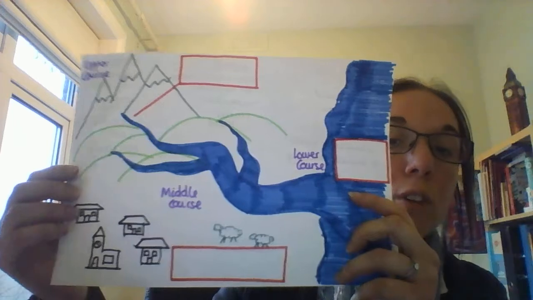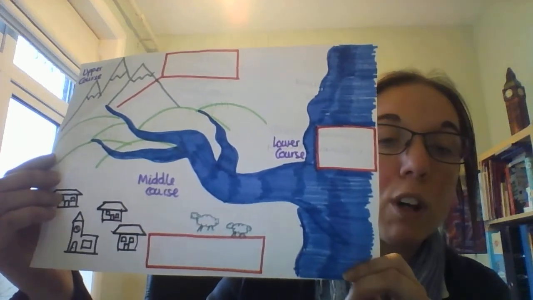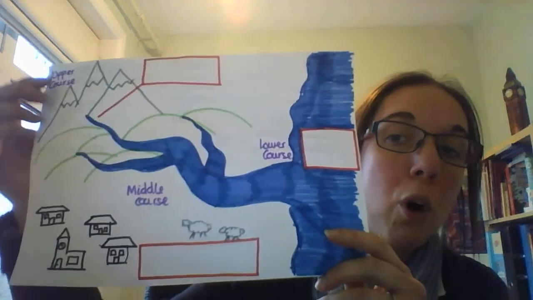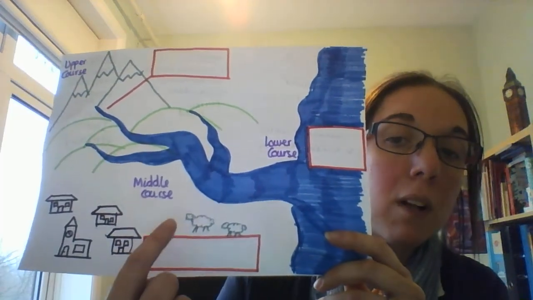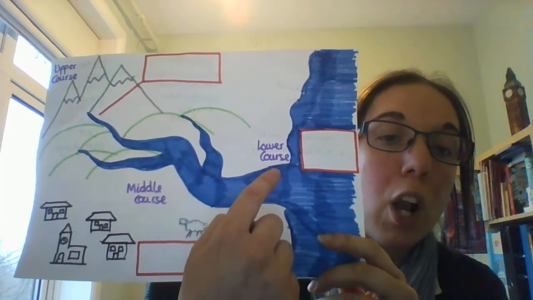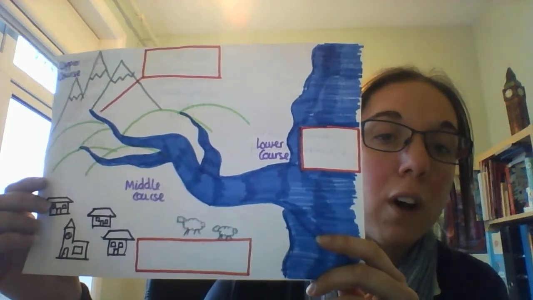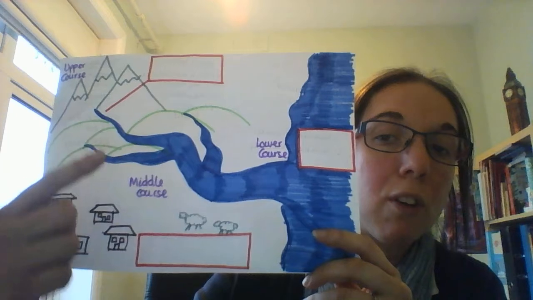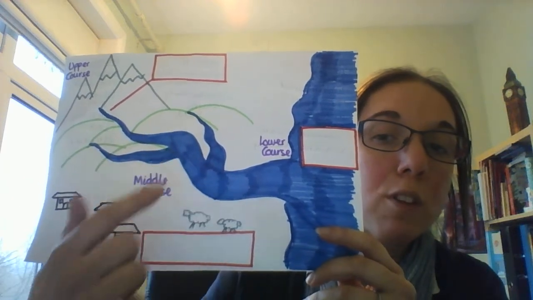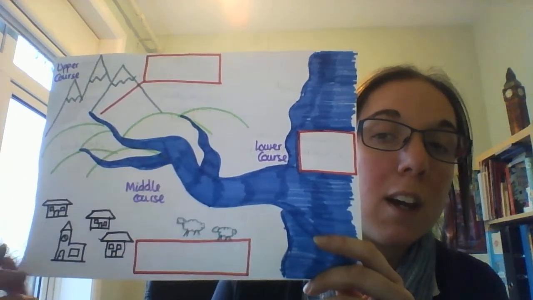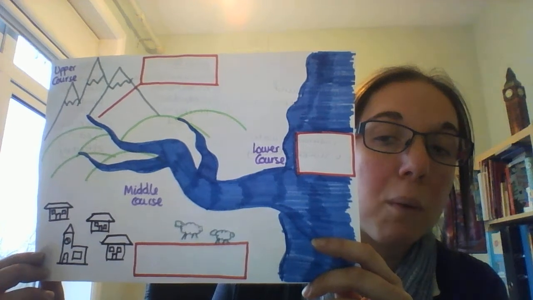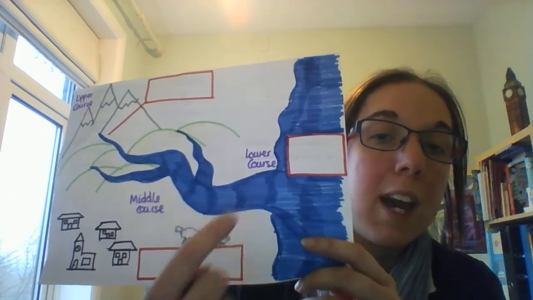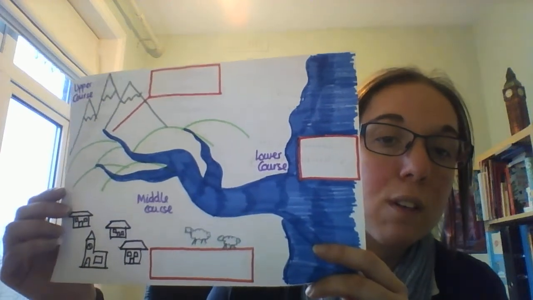So today you are creating a poster, or if you want to, you can create a leaflet that explains the upper course, the middle course, and the lower course of a river. Remember to carefully draw out the river and some of the features that you might see in the upper, middle and lower sections, and write in full sentences in those text boxes.